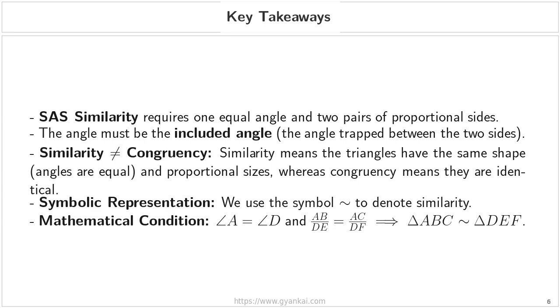Finally, let's look at the mathematical condition one last time to ensure you can write it out correctly. To state that triangle ABC is similar to triangle DEF, you must show that angle A equals angle D, and that the ratio of side AB over DE equals the ratio of side AC over DF. If these conditions are met, then triangle ABC is similar to triangle DEF.